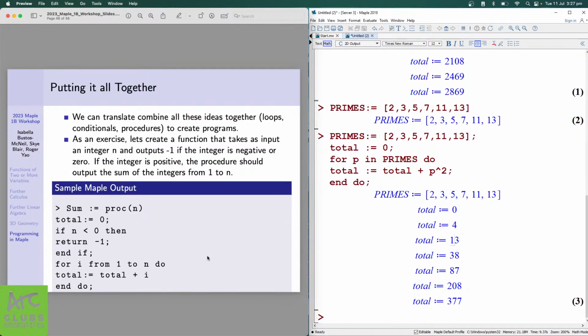Okay, now this is the final slide of today. It's all about putting everything together. We can combine all of these ideas together, loops and conditional procedures, to create programs. As an exercise, let's create a function that takes as input an integer n and outputs -1 if the integer is negative or 0. If the integer is positive, the procedure should output the sum of the integers from 1 to n. So first, we're trying to create a function, so let's use procedures. So let's call this function f. It's a procedure.